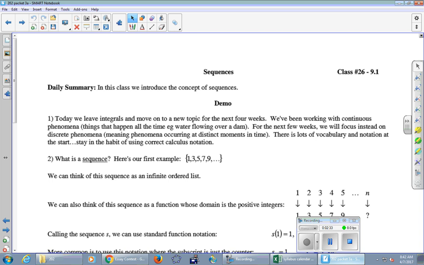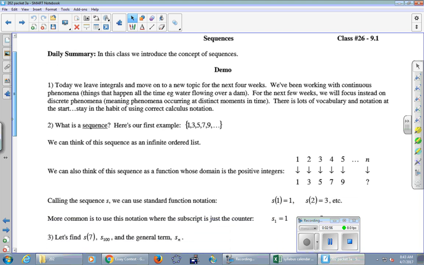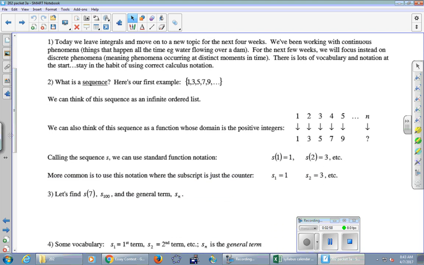And it said money is coming in at this many dollars per year. And we weren't imagining getting paid $1,800 just once at the end of the first year. We were imagining that $1,800 coming in little fractions of pennies at every moment of the day. That is a continuous phenomenon, okay? So we've been doing continuous the whole semester. For the next bunch of weeks, we're going to talk about discrete stuff, distinct moments in time. Okay, lots of vocabulary and notation at the start. Stay in the habit of using correct calculus notation.